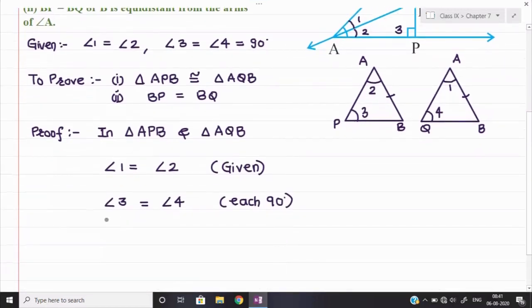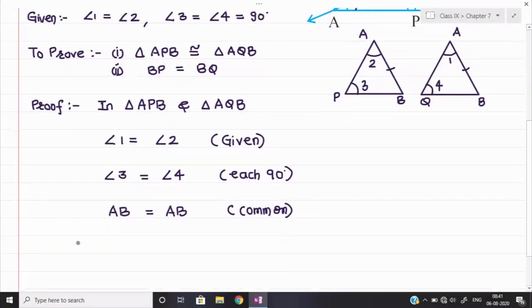Okay, and the third thing we shall write down here, AB is equal to AB, and AB and AB are common side. So AB is equal to AB. This is a common side in both the triangles. So a common side, whatever the value, will be the same in both triangles. So here we can say that therefore triangle APB is congruent to triangle AQB. APB and AQB both are congruent.